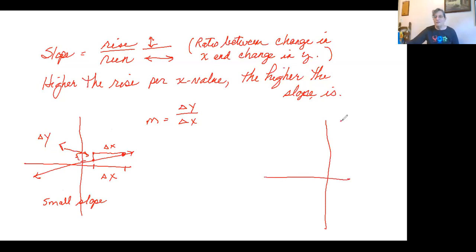Where a line like this, if we go from here to here, here's our change in our y value. It's our rise. Here's our change in our x value. So this is going to have a larger slope.